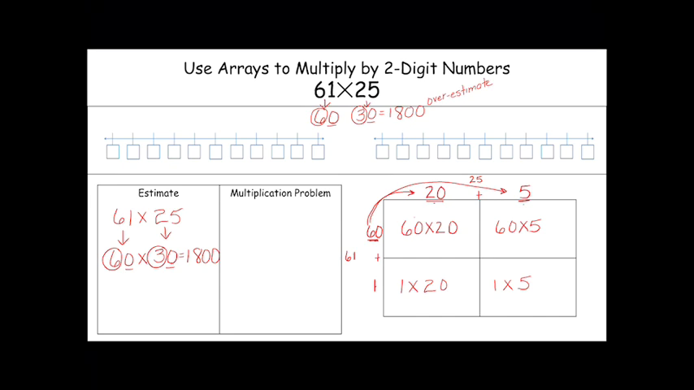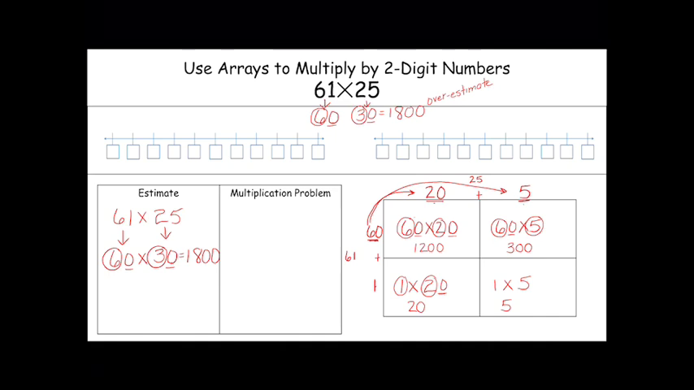Now I'm going to do the same thing that we did with the opening lesson for the unit. 6 times 2 is 12. How many zeros in my factors? 1. So 2 should be in my product: 1, 2. Basic fact is 6 times 5, which is 30. How many zeros in my factors? 1, so 1 should be added to my product. Basic fact is 1 times 2. How many zeros in my factors? 1, so 1 should be added to my product. And finally, 1 times 5 is 5.